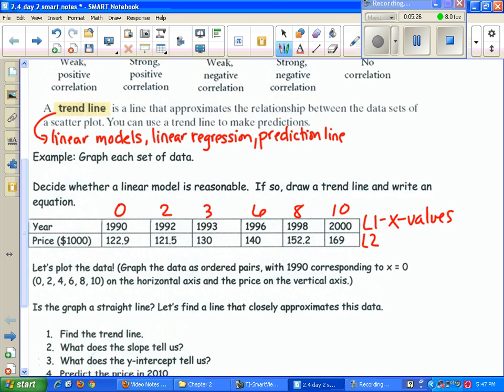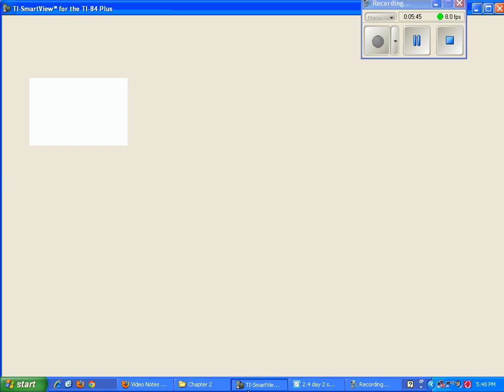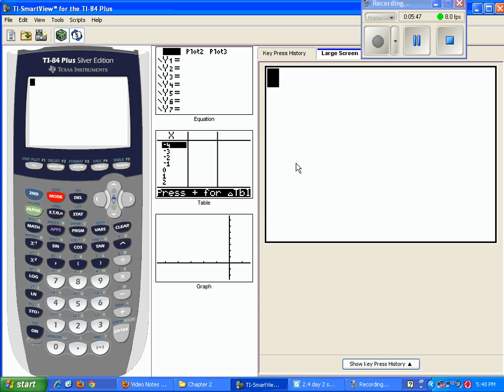And L2, list 2, is going to be our y values. And we're going to use our graphing calculator to make the scatter plot, because otherwise if we did this by hand it would take us a lot longer. So now if you go to your calculator, and I suggest that you do this problem as I'm doing it.